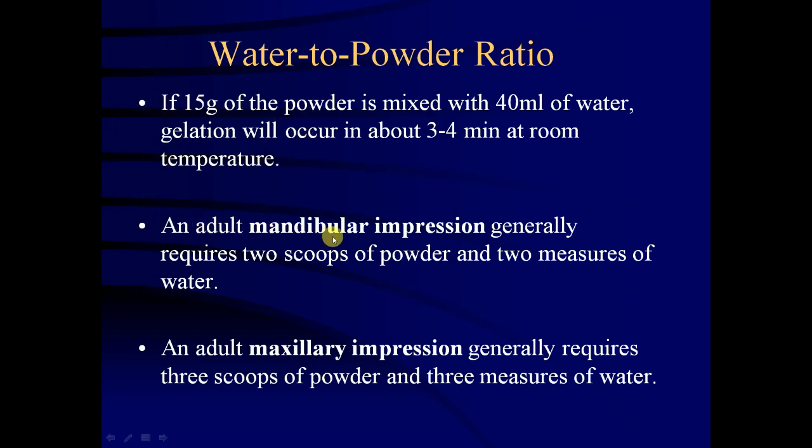An adult mandibular impression generally requires 2 scoops of powder and 2 measures of water. An adult maxillary impression generally requires 3 scoops of powder and 3 measures of water. So in an adult mandibular impression, you take 2 scoops of powder with 2 measures of water, and in the maxillary, you take 3 scoops of powder and 3 measures of water.